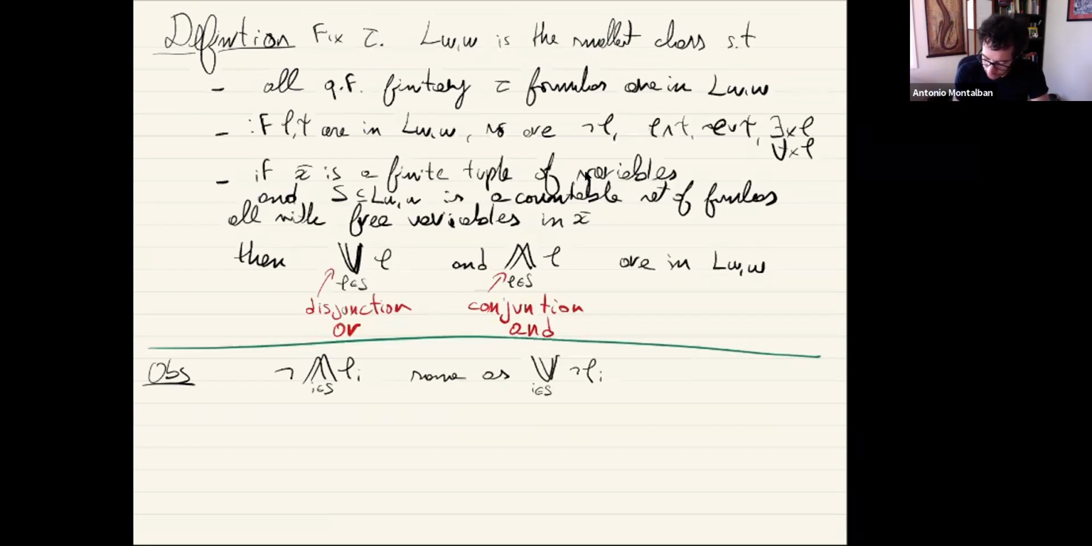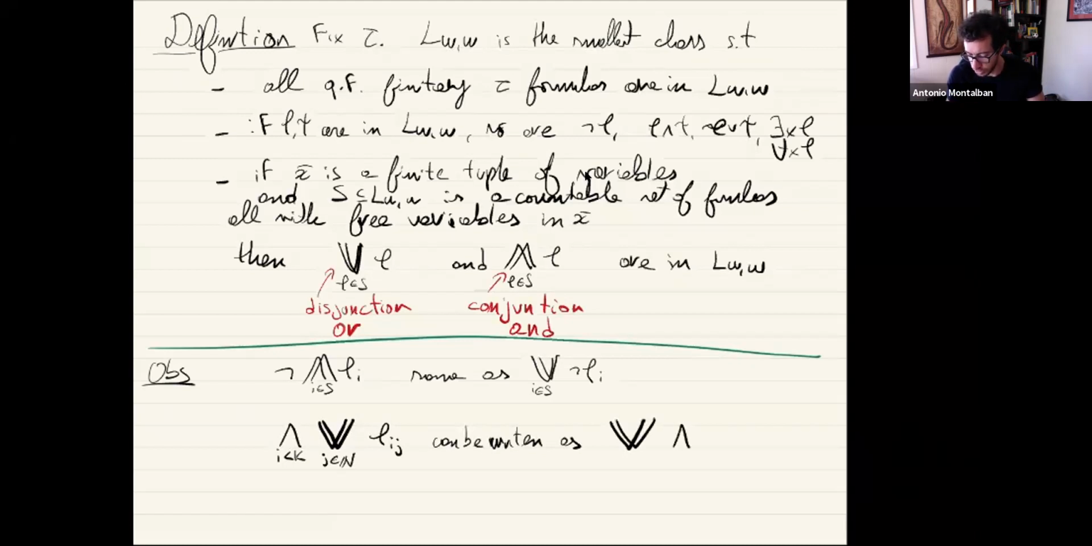Also, if you have finite conjunctions, for instance, for i less than k, of an infinitary disjunction for j in the natural numbers of phi sub i j, this can be written as an infinitary disjunction of finitary conjunctions of formulas. Do you know how to do that?